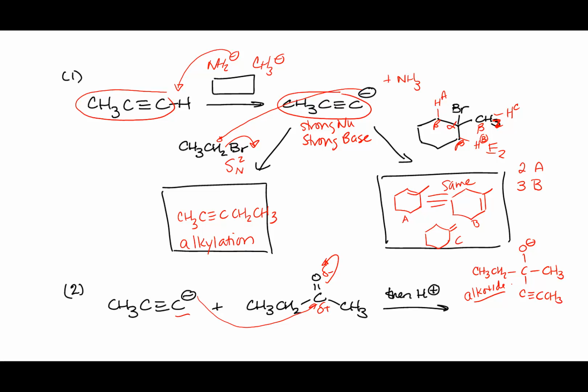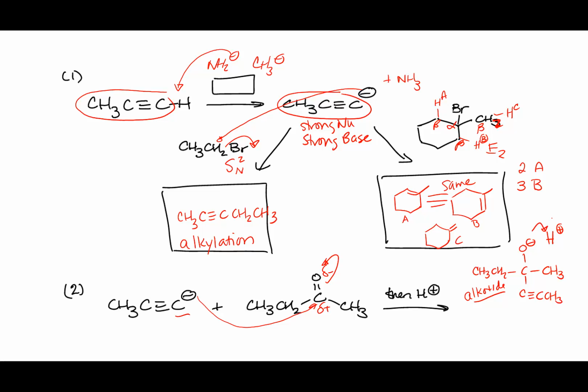So the H plus then, and that's what the then H plus over the arrow means. It means this is a second step where now I'm going to add H plus, and what will happen is the O minus will react with the H plus, and I will ultimately form an OH. So I'll form an alcohol.